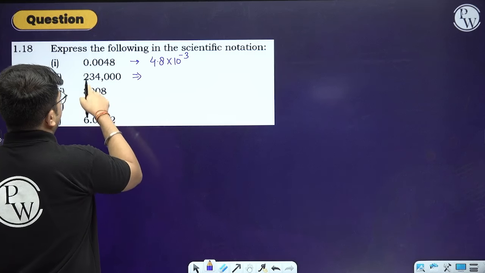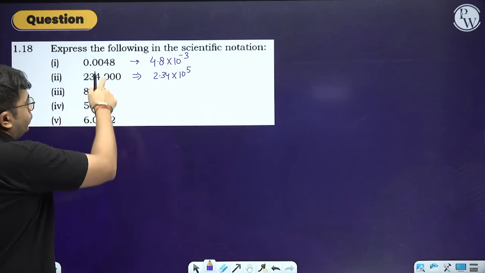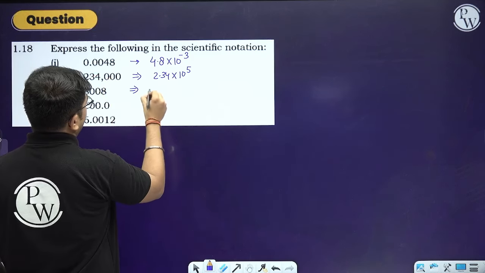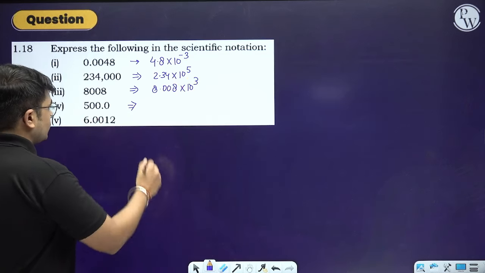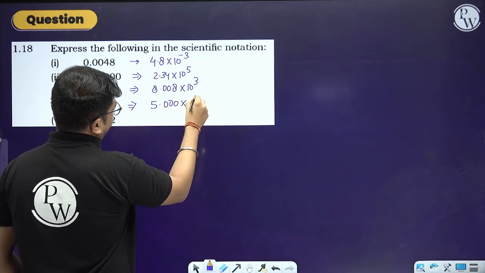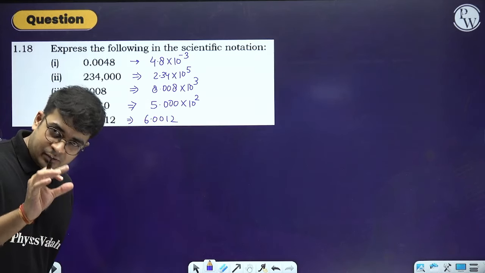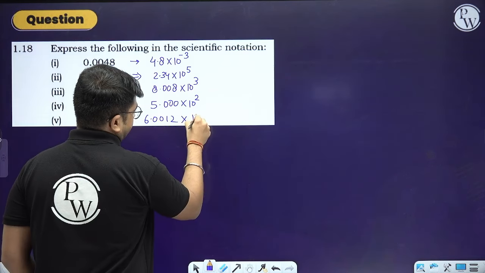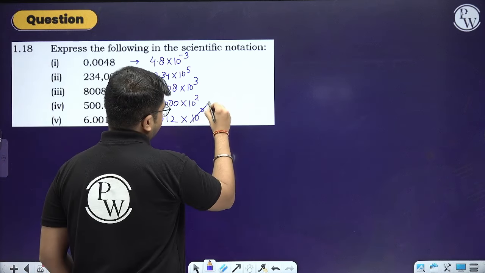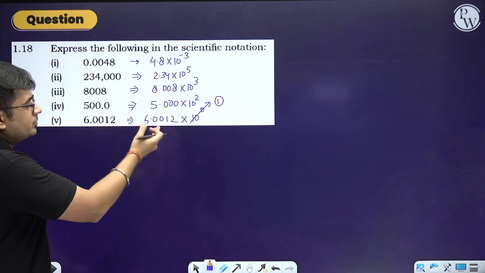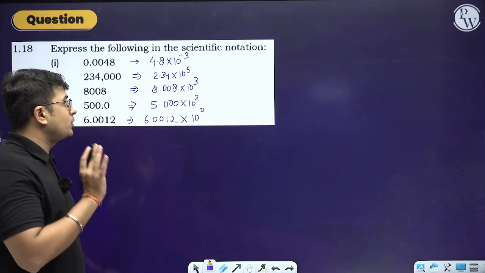Now in this case we move the decimal 5 places, so 2.34 multiplied by 10 raised to the power 5. 8008 is 8.008 multiplied by 10 raised to the power 3. Then we have 500.0, which will be 5.000 multiplied by 10 raised to the power 2. Then 6.0012 is already in the form of A multiplied by 10 raised to the power 0, because there is no extra part. 10 raised to the power 0 is basically 1, and a number multiplied by 1 has the same value. I hope the entire question is clear. Very simple question from NCERT itself.